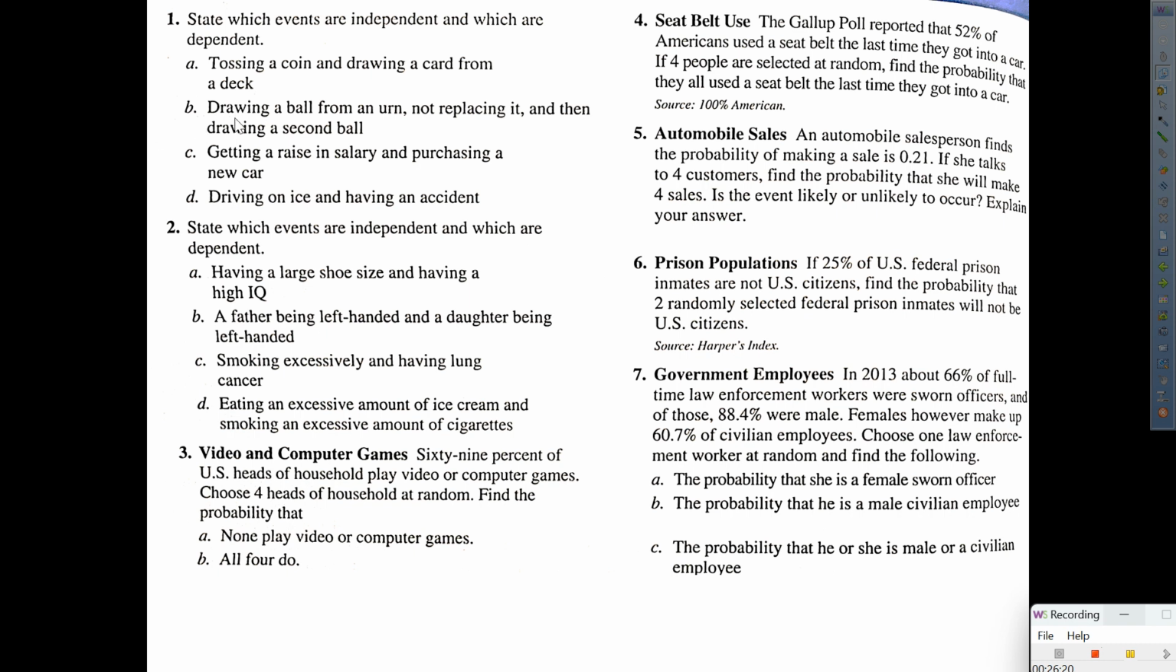Let's go to B. Drawing a ball from an urn, not replacing it, and then drawing a second ball. Pass on, Jaden. David? One B. Dependent. Hands, if you agree with that? Yeah, because it wasn't replaced, right? So the probability of the second one depends on the first one and so on and so forth. All right? And that's all you do.